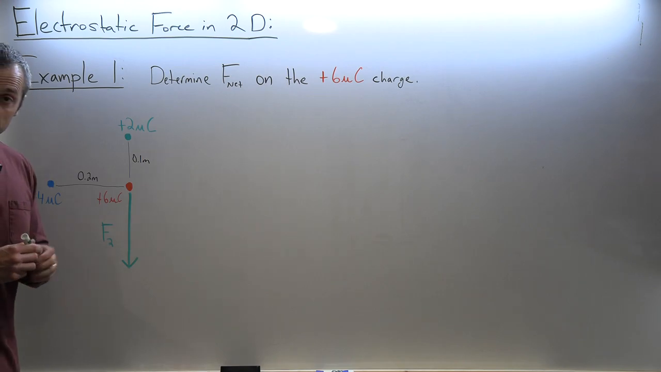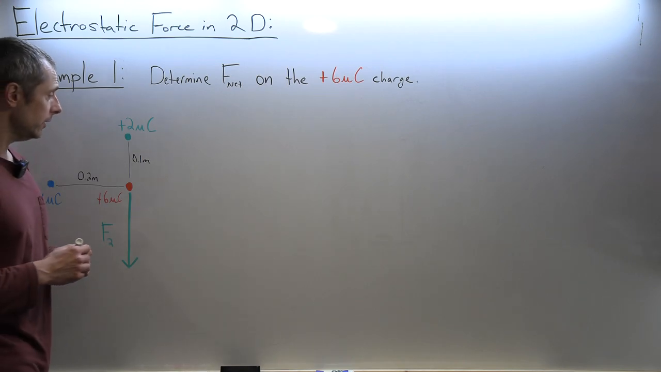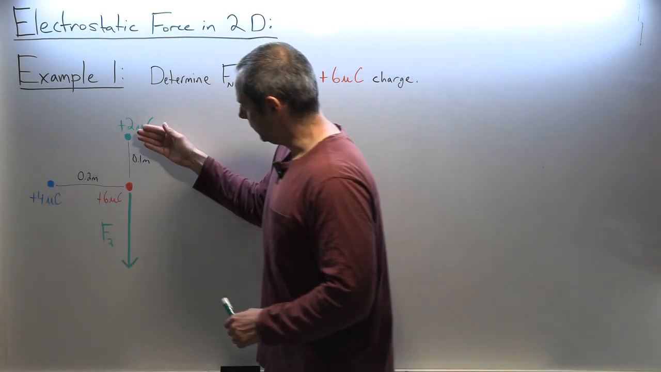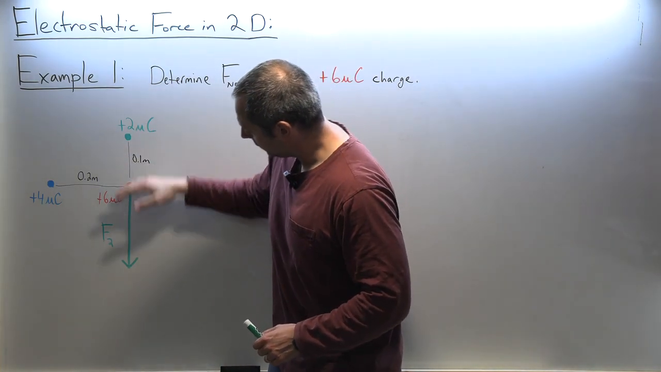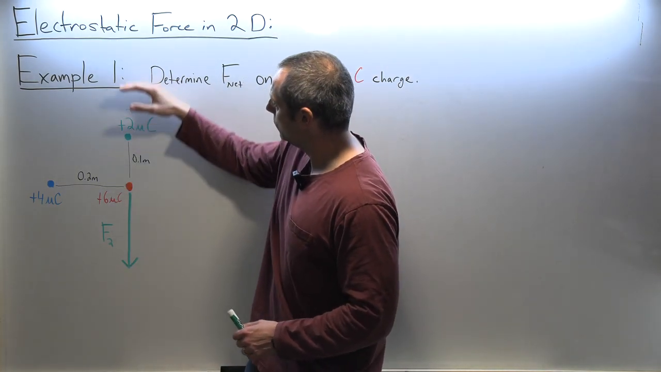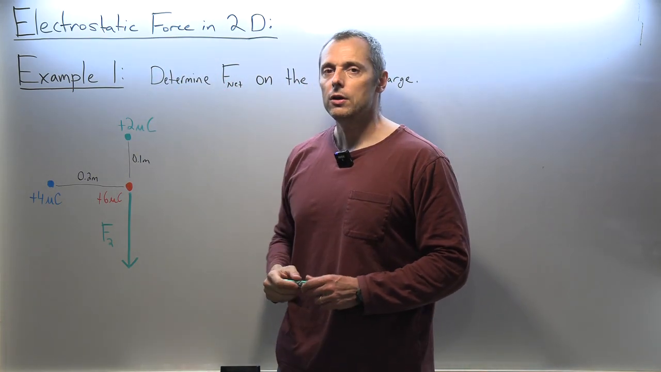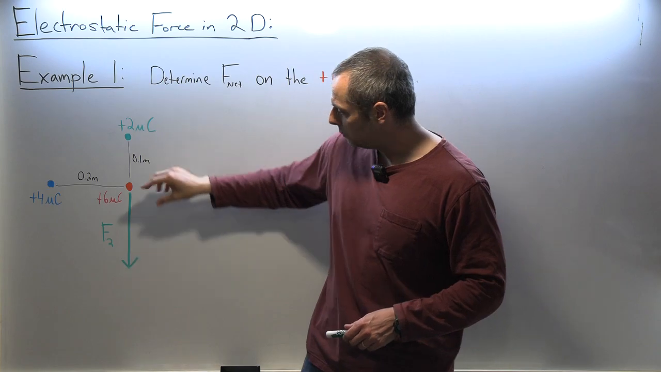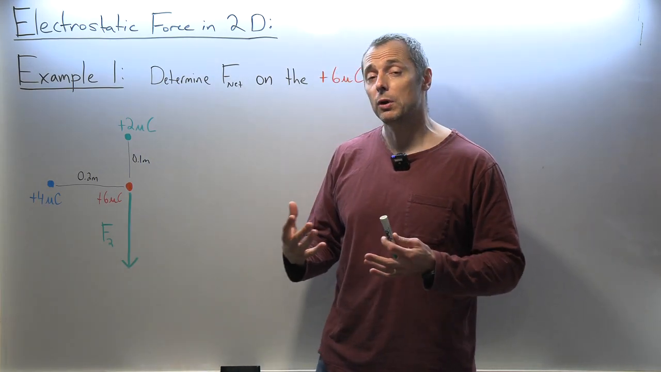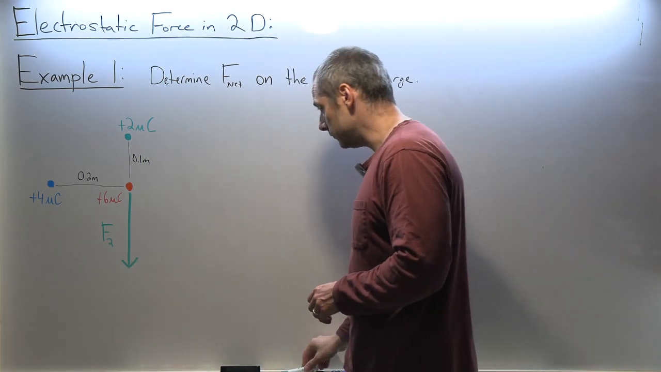Now, again, Newton's third law applies here. So since this top charge, the 2, pushes the 6 down, the 6 pushes the 2 up with exactly the same number of newtons. But I'm not going to draw that arrow because I don't want to complicate the diagram. We're just looking at the net force here. But I want to remind you Newton's third law still applies.